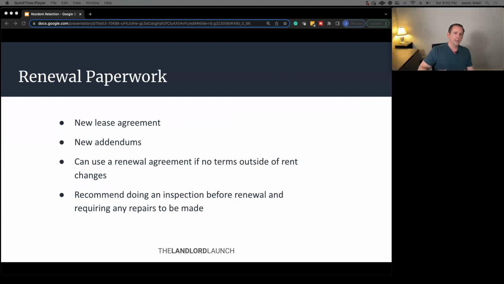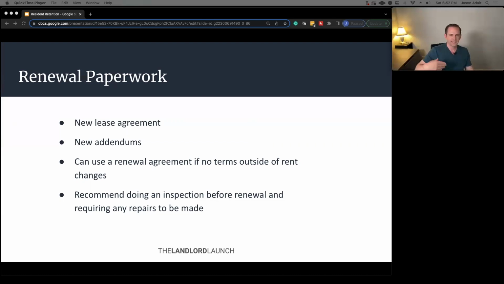Okay, so on the renewal paperwork, in the past I have seen those one-page lease renewals of no terms, changes, and rents and all that good stuff. But personally, I like just to have a new lease agreement, maybe some new addendums, if anything's changed. Again, I've used the renewal agreements if nothing has changed whatsoever, but I just feel more secure with the more secure documentation that's updated. Plus, a lot of times my lease will change a little bit here and there and get updated throughout the course of the year.